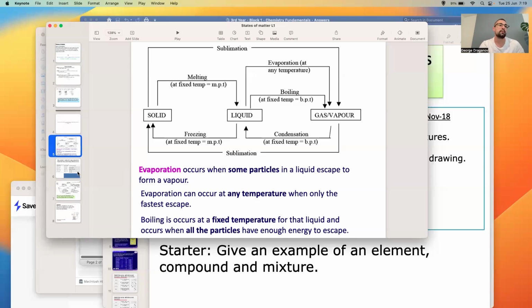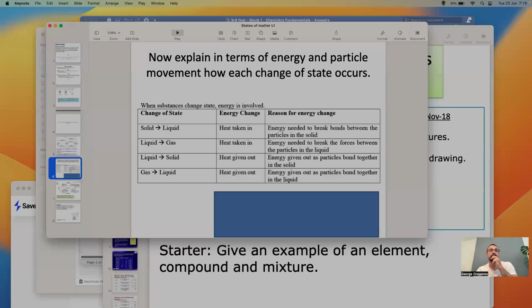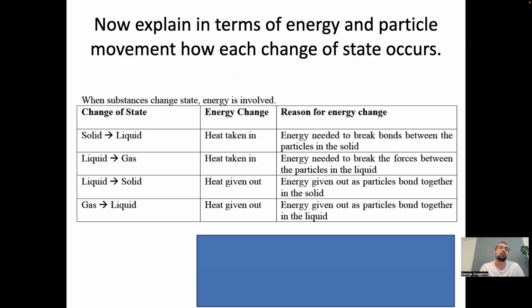Lastly, let's look at the energy changes associated with each process, which is a bit of a higher level thing. Going from a solid to a liquid, you're melting. So you need to take energy in to break the bonds apart between the particles and loosen them, not fully break them. Then from a liquid to a gas, when you boil, again, heat is taken in. So both of these are called endothermic processes.